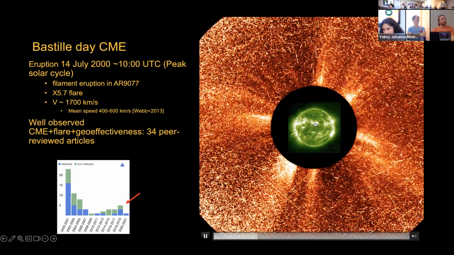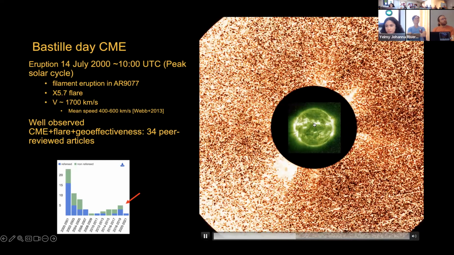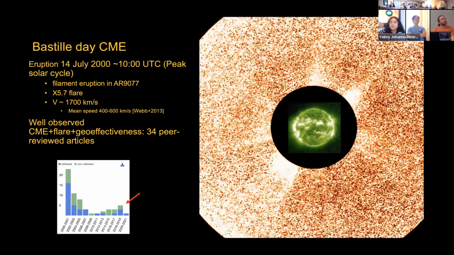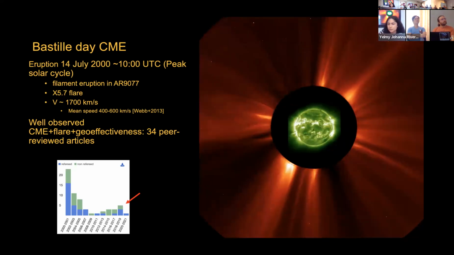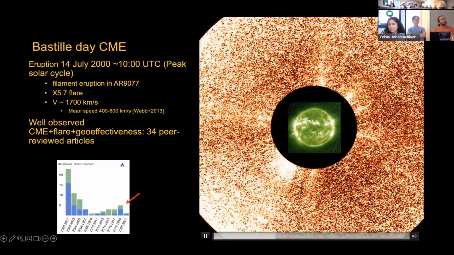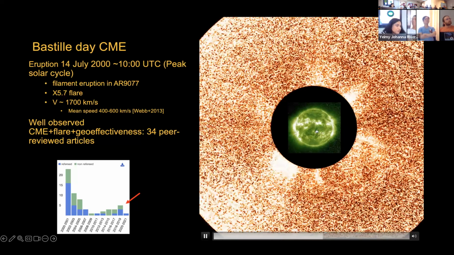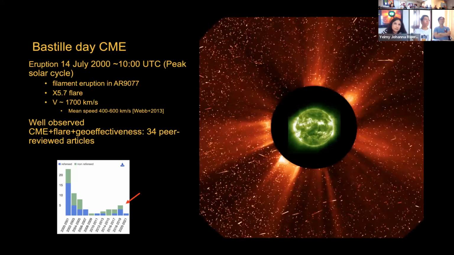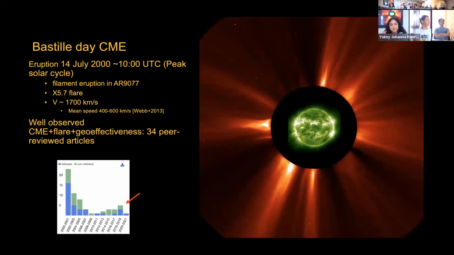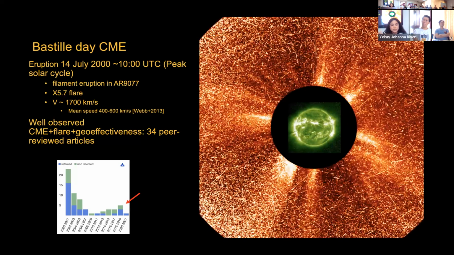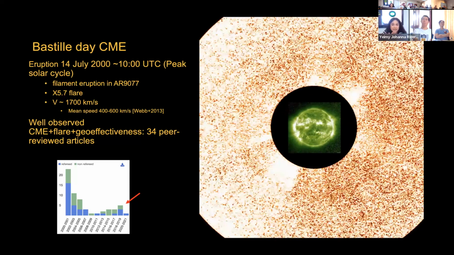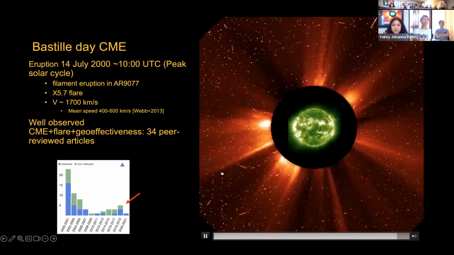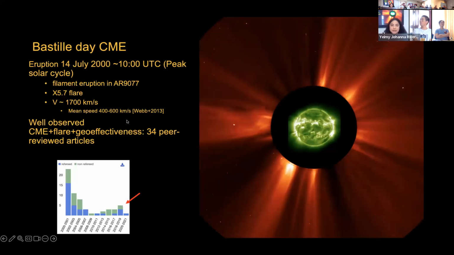You can actually see it in the movie. It restarts just north of the center, driven by this filament eruption. It's a halo CME directed straight to the Earth. It was associated with a very energetic X-class flare. Flares are classified by the peak soft X-ray emission of the flare. There's A, B, C, M, and X, X being the highest classification of flares, a very, very energetic event.